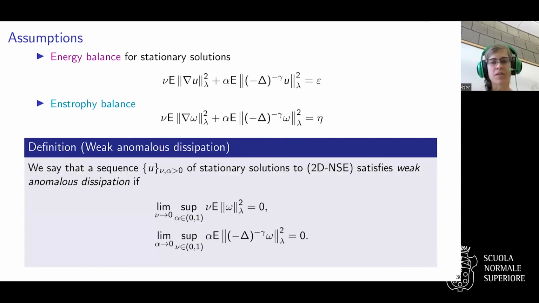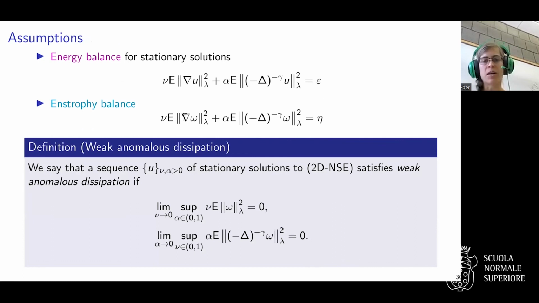Make some assumptions again. On one hand, we assume an energy balance for stationary solutions. Here it's 2D, so we have more regularity, so it makes sense to assume that. And so for the velocity field, it looks like this. This is the term coming from the damping. Here lambda denotes the L2 norm on the torus with side length lambda.